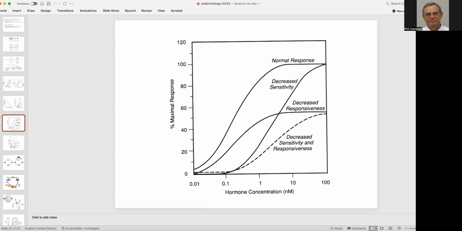A decreased responsiveness means that we don't shift the curve to the right or left, but we shift it down. So now we move it here. We can also have a reduction in sensitivity and a reduction in responsiveness, which means we shift the curve to the right and shift the curve down, right?